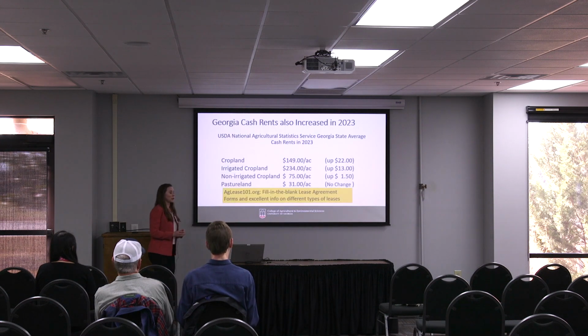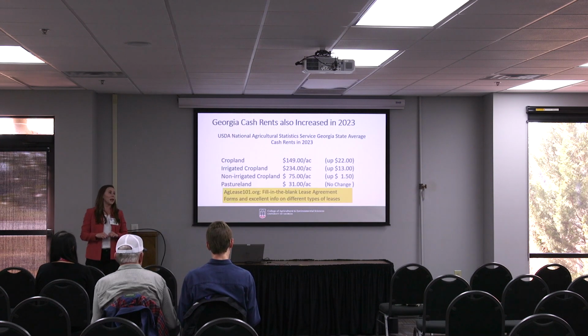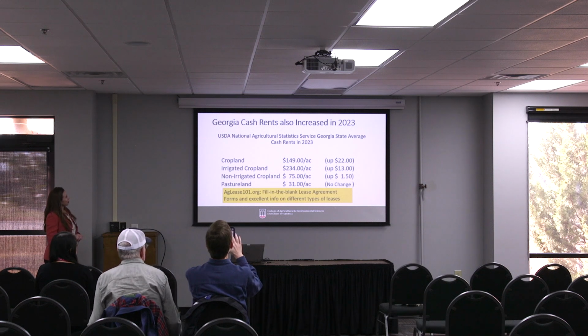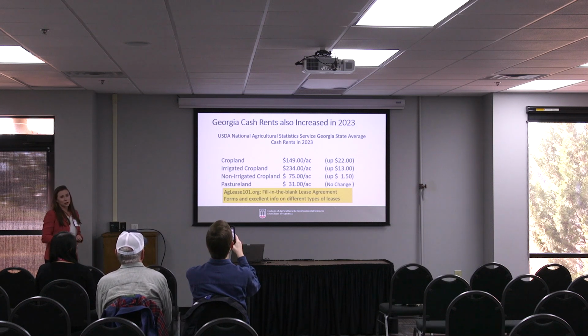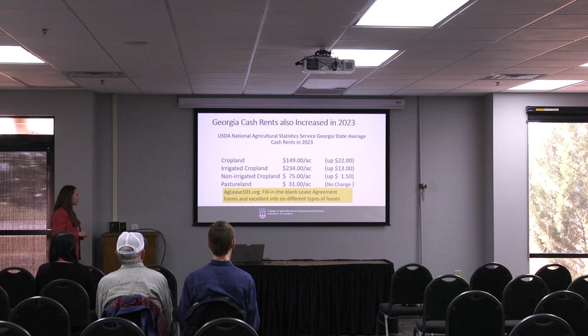The other thing that we saw was that cash rents also increased, and we saw the state average for cropland increase $22 per acre and irrigated $13 per acre. Note that these are averages for the state of Georgia and conducted by the USDA National Ag Statistics Service. Georgia is a big state, so keep that in mind when looking at these numbers. Big from north to south, very diverse from north to south and east to west.